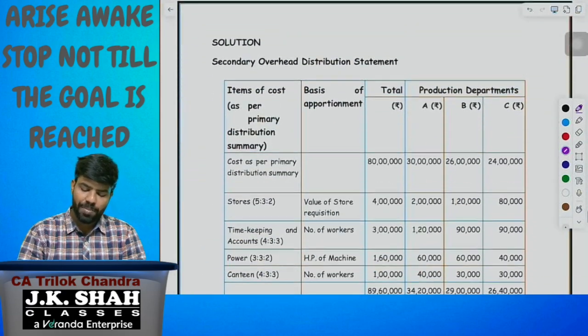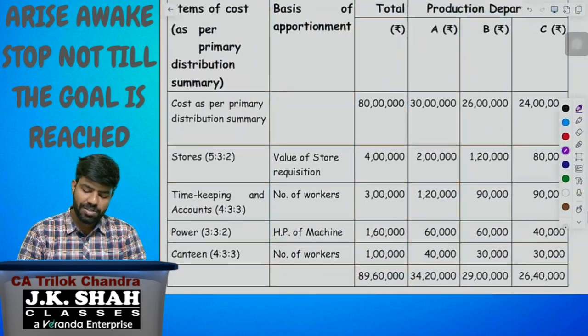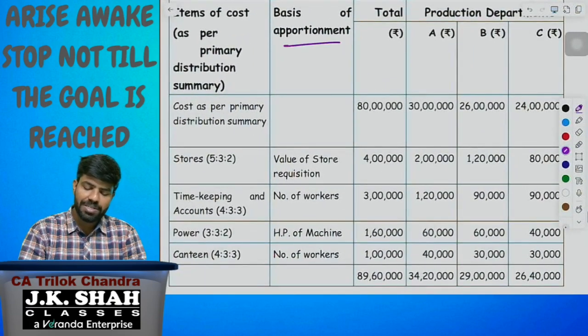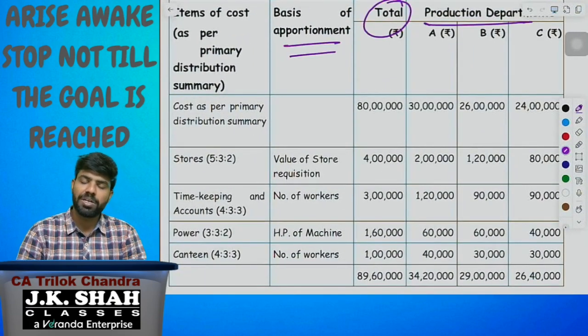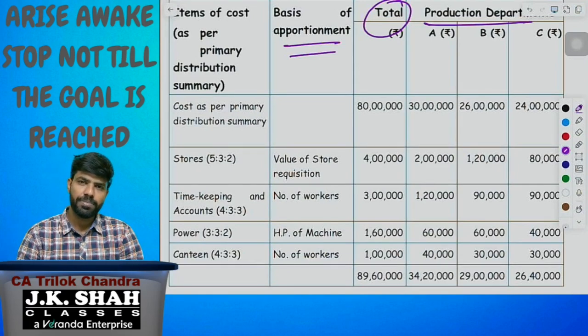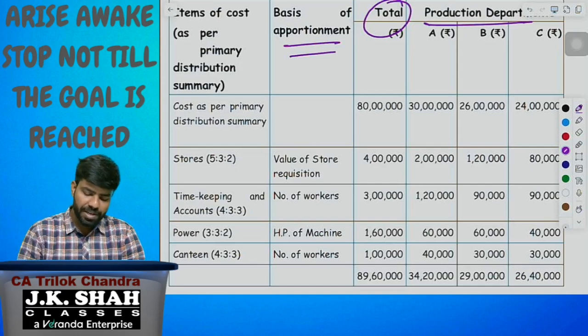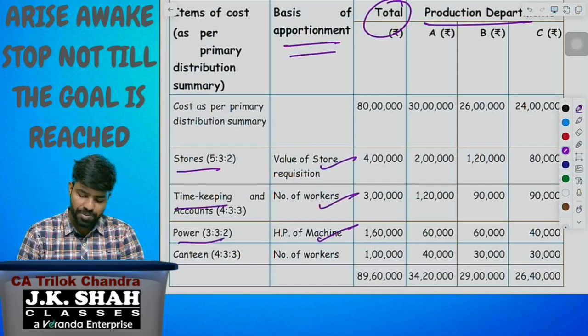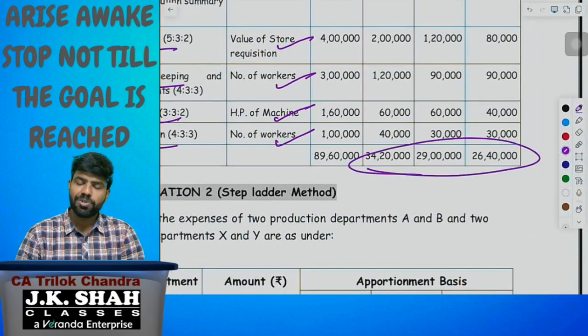I already showed you the format. Look here: items of cost, basis of apportionment, total, production departments. No need to take the service departments because it is the direct redistribution method. Are you understanding? Stores on the value of stores, timekeeping on number of workers, power on horsepower of machine, canteen on number of workers. On that basis they apportion and calculate the total. I told you the proportions also. Clear? Next.